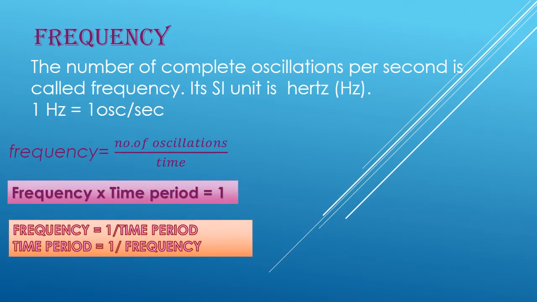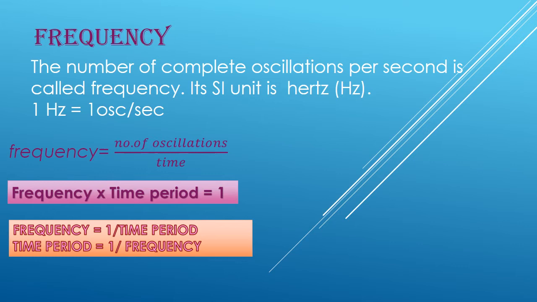Children, what is frequency now? Frequency is a property of a sound wave. It is defined as the number of complete oscillations produced by an object per second. Its SI unit is Hertz. If one oscillation is produced in 1 second, we say the frequency is 1 Hertz.